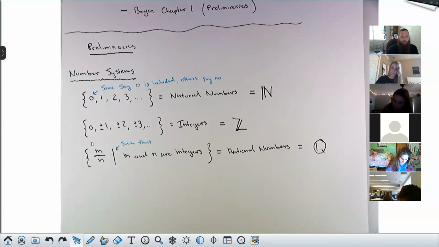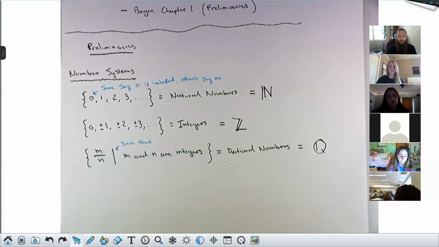Now, there are plenty of real numbers that are rational numbers, right? Every rational number is a real number. 1/2, or 0.5, is a real number. 3/4, or 0.75, is a real number. But there are also lots of numbers that are not rational numbers. We call those irrational numbers. For example, the square root of 2 is not a rational number. There's no way to write the square root of 2 as a fraction where the top and bottom are both integers.